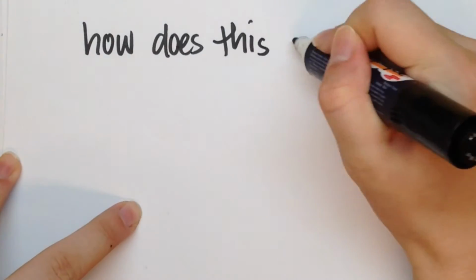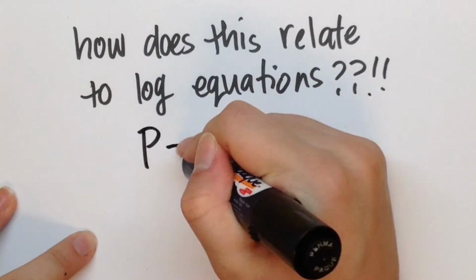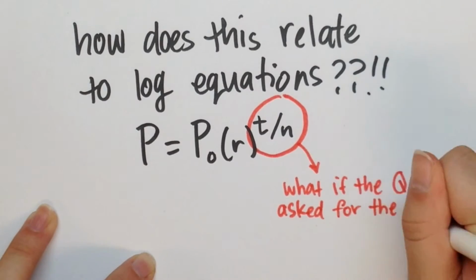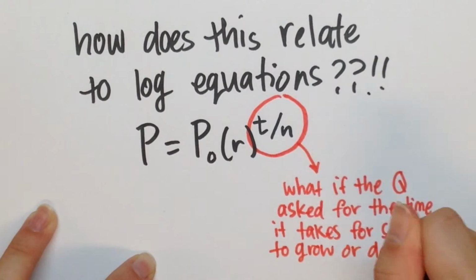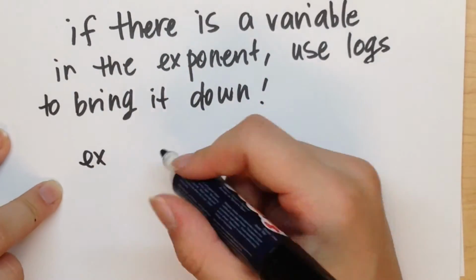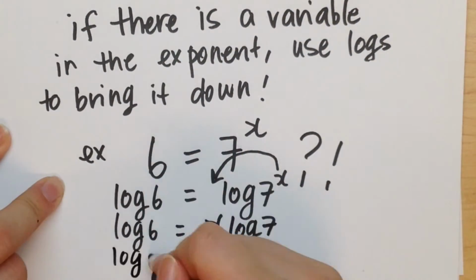But how does population growth and decay relate to logs? Well, if the question asked how long it took for something to grow or decay, that is, if there was an unknown in the exponent, you would need to use logs to bring the variable down, as seen with 6 equals 7 to the x.